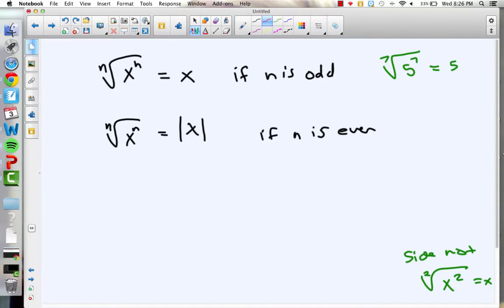All right? And then for our even, we could have something like the 4th root of negative 3 to the 4th. Well, in this case, the 4's match, so they're going to cancel, but it's an even, so we have to take the absolute value of negative 3. Well, what's the absolute value of negative 3? It's 3. Okay. So there's our 2 different cases. So let's look at a very brief example.